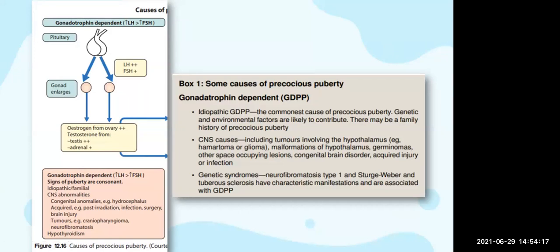So for the gonadotropin dependent, we can look at the right box. The first cause is the idiopathic gonadotropin dependent precocious puberty. It is the commonest cause of precocious puberty, where genetic and environmental factors are likely to contribute, and there may be a family history of precocious puberty. And in some rare cases, it can also be due to central nervous system causes. For example, any tumor involving the hypothalamus, any malformation of the hypothalamus, any space occupying lesions, or acquired injury or infections. And genetic syndromes such as neurofibromatosis type 1, Sturge-Weber and tuberous sclerosis can also be associated with GDPP. Okay, next.